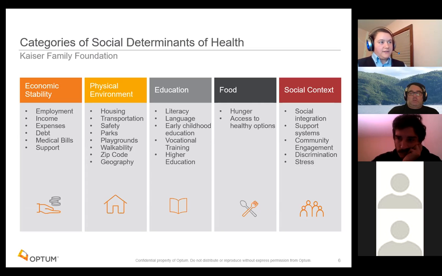And the last we have is social context. This is probably super important in the age of COVID-19. What kind of social integration do you have? Do you have a tight-knit family? Do you have a tight-knit group of friends to help you in this difficult time? What support systems do you have? What is your level of community engagement? And some other variables are the level of discrimination and/or stress you have to deal with on a daily basis.